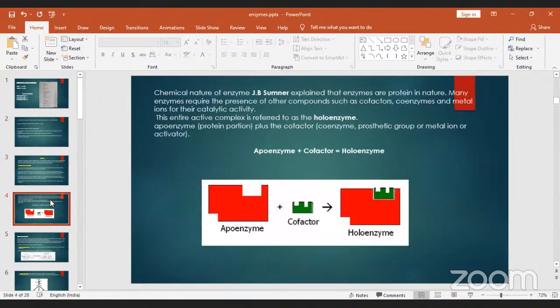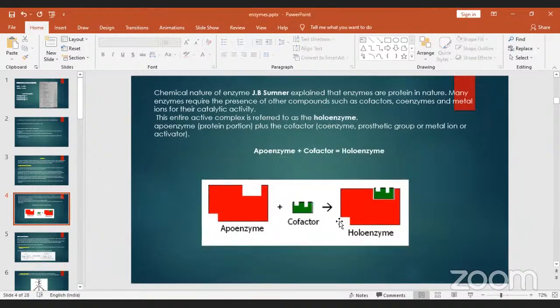So this is holoenzyme. What is the holoenzyme? Given the chemical nature of enzymes, J.B. Sumner explained that enzymes are protein in nature, and many enzymes require the presence of other compounds such as cofactors, coenzymes, and metal ions for their catalytic activity. So this entire active complex is referred to as holoenzyme.